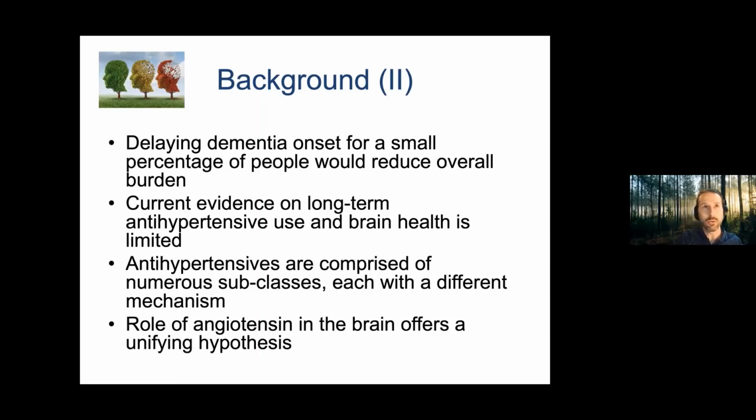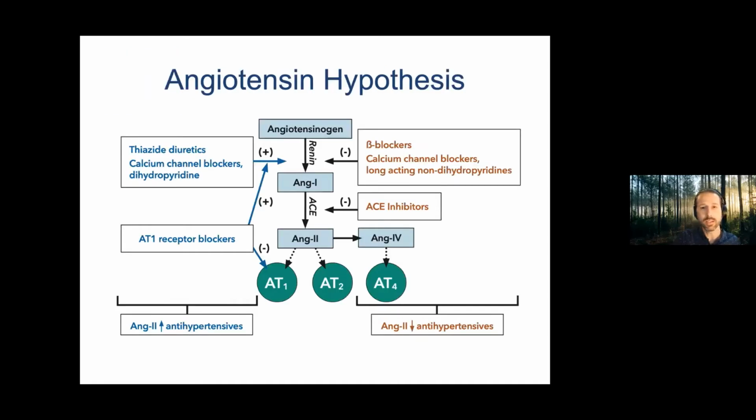And so one unifying hypothesis is the role of angiotensin. And this is the hypothesis that our group has been testing and is continuing to test. It essentially groups the major antihypertensive subclasses into one of two categories. Those on the left that stimulate angiotensin 2 at certain receptors, most notably AT2 and AT4, and those on the right that inhibit the activity of angiotensin 2 at certain receptors, whether directly or indirectly. And it's important to know that the question here is, what is the independent effect of these drugs, separate from their blood pressure lowering effect?